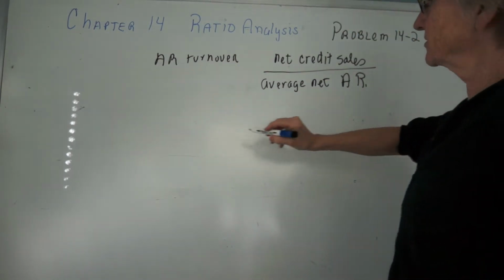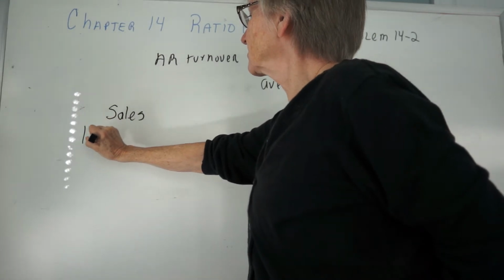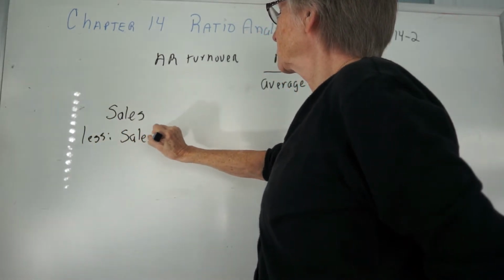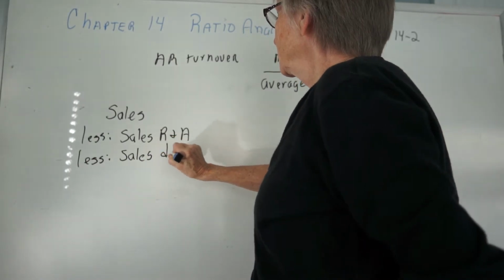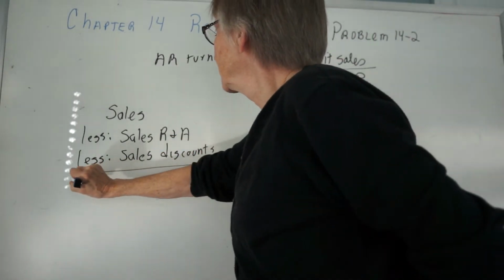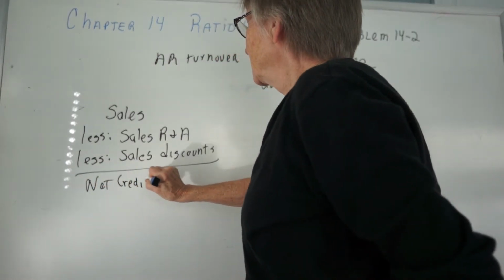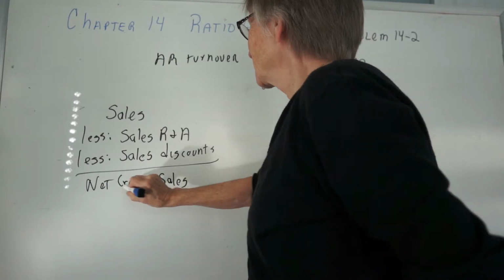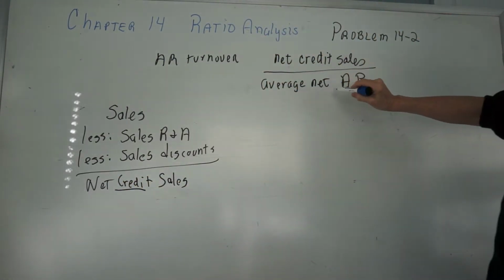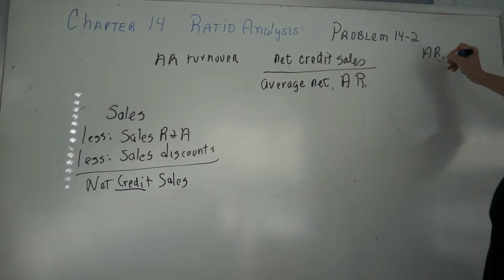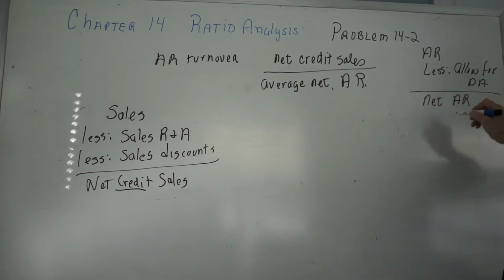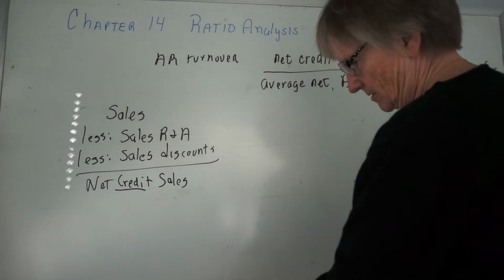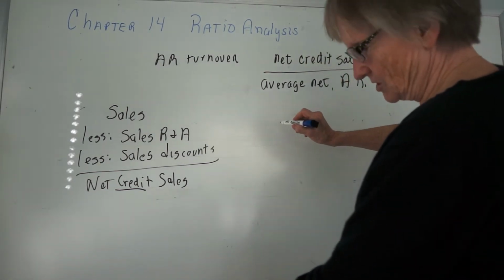Because first of all, net credit sales is going to be your sales less your sales returns and allowances, and less your sales discounts. So you need to know that the formula wants net credit sales and not cash sales. They want just sales that were made on credit. Accounts receivable less your allowance for doubtful accounts gives you your net accounts receivable, which is pretty much given in the problem.